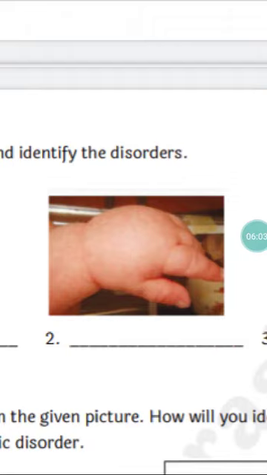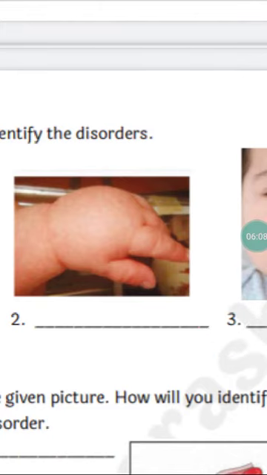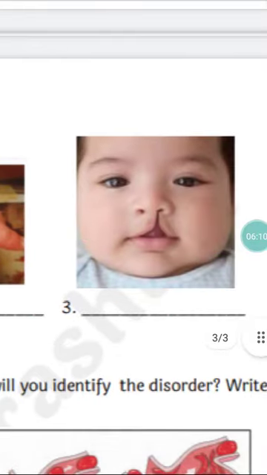You have to write the correct answer. It is Turner syndrome. For this, you can refer to page number 189. And the third diagram is given, in which the cleft lip is there, and this is a polygenic disorder. This disorder arises due to mutation in more than one gene. So it is an example of a polygenic disorder, and the name of the disorder is cleft lip.